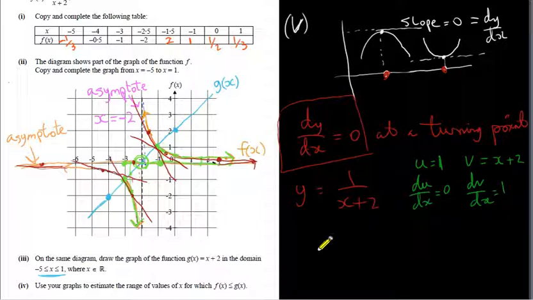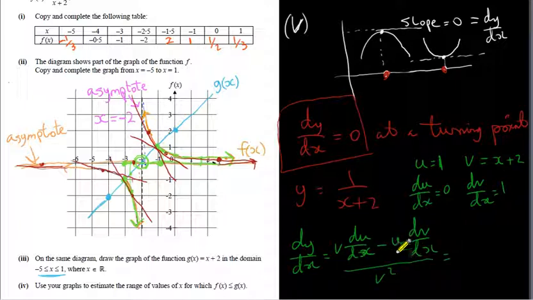And then use the quotient rule. dy dx equals v du dx minus u dv dx, all over v squared. And we plug everything into this, so we have v is x plus 2 times du dx, which is 0, minus u, which is 1, times dv dx, which is 1. So we multiply v by du dx and subtract u times dv dx. And we divide all of that by v squared. That's x plus 2 squared.